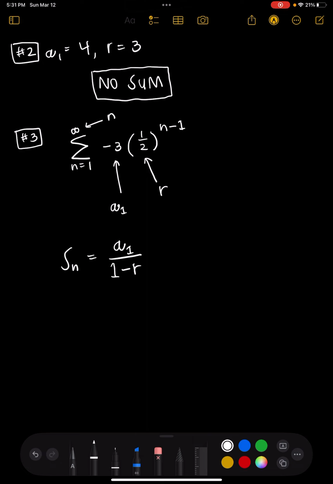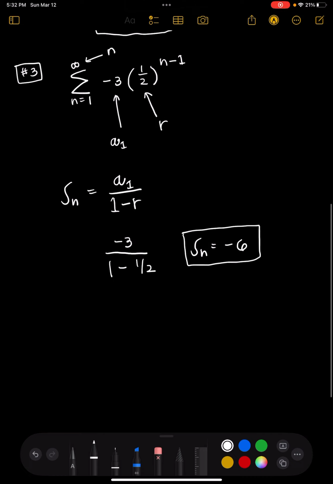So when we use this formula, we're going to have -3, because that's our A sub 1, over 1 minus our r, which is 1/2. And now we can plug that into our calculator, which gives me -6. So my S sub n is equal to -6.